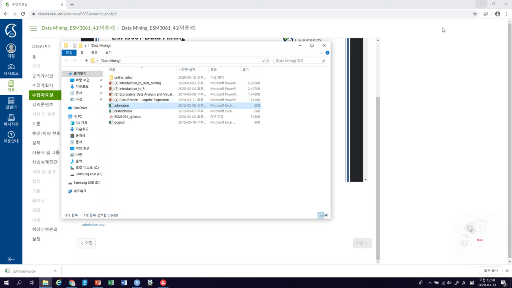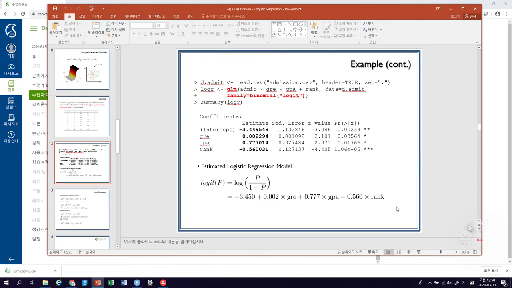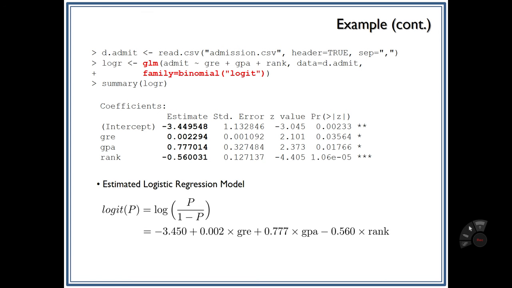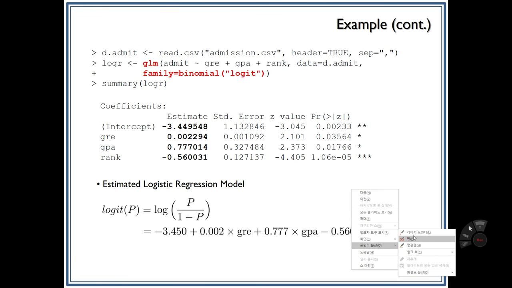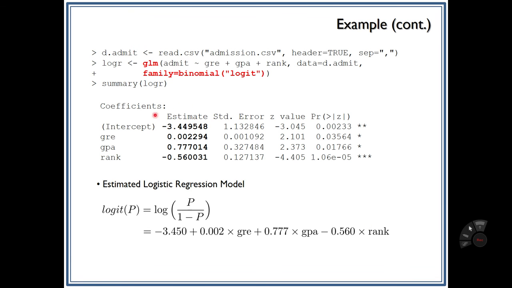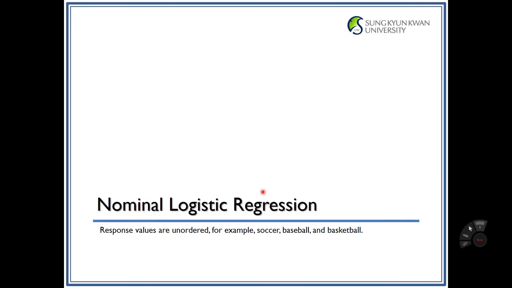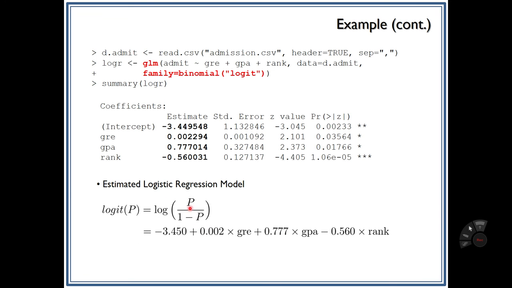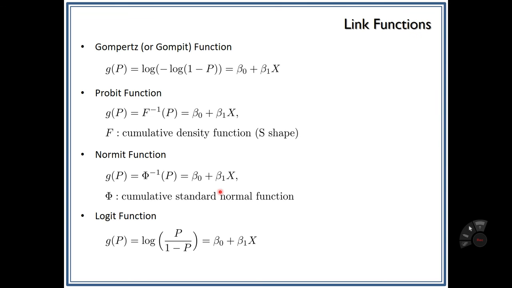So coming back to this slide, using R software, we can find regression coefficients here, which means that we can find this model, this equation, and then we can predict the probability and we can predict the classes. Okay, that's everything about binary logistic regression.